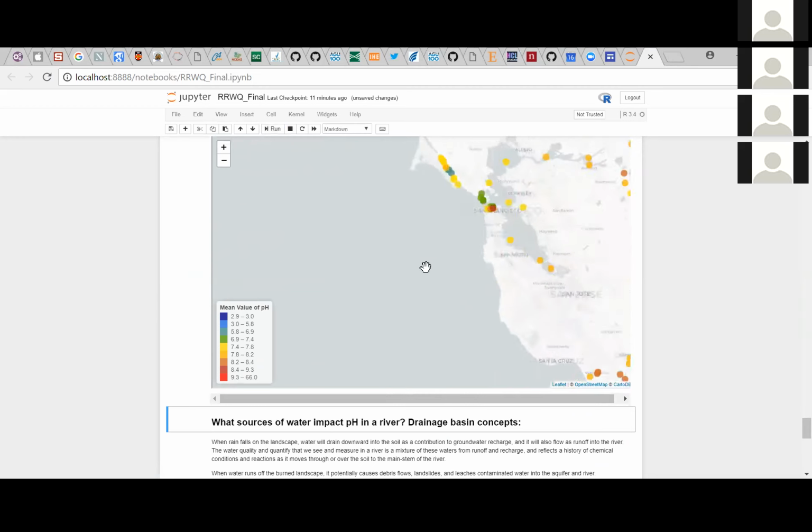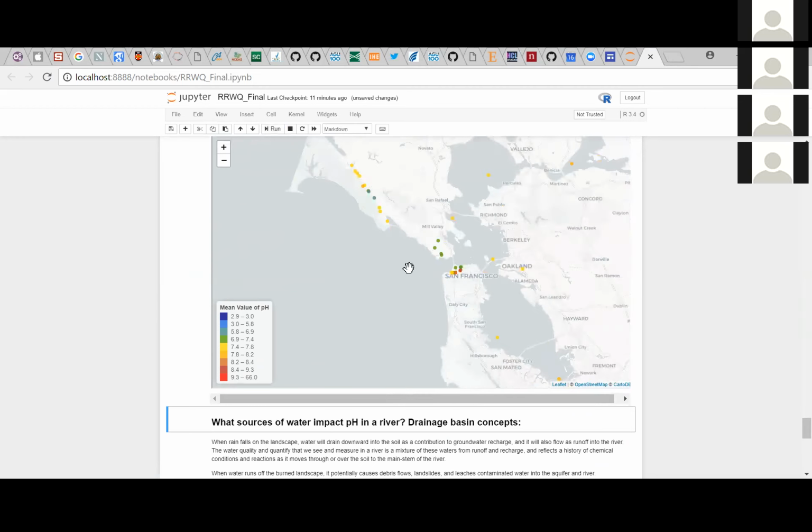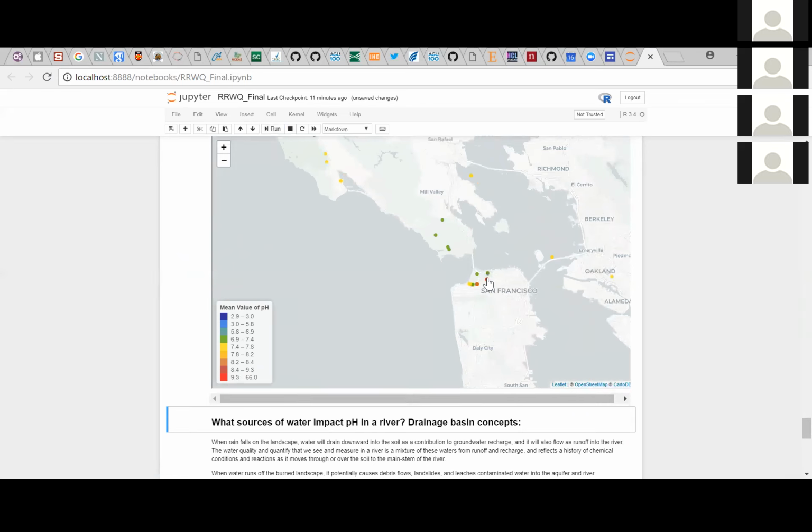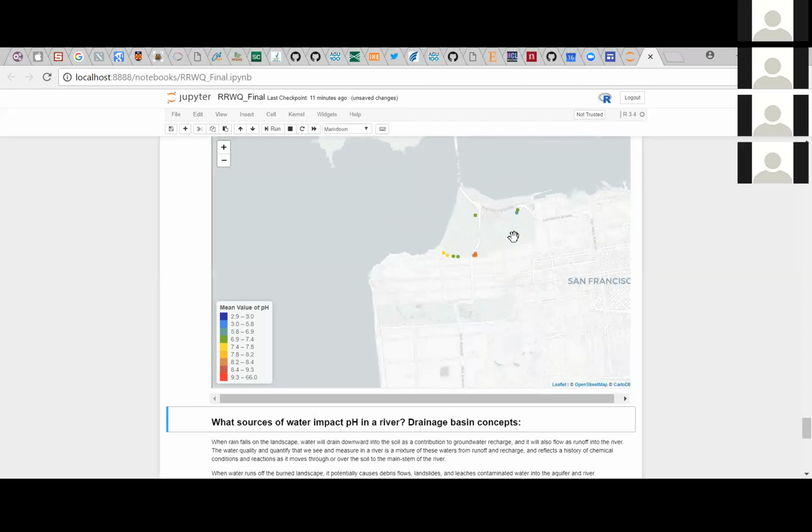And I'll just zoom in a little bit here to the San Francisco area, and we can see you can click on the little buttons. Can I click on it? Yeah, you can click on the dots and see exactly what that pH value was and the site that it was measured at, as well as the type of site that it was measuring. So here it was a little lake, and here it was classified as a river or stream.